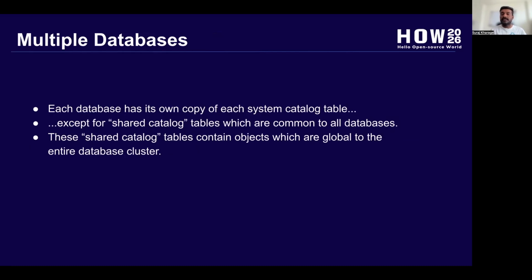We can create n number of databases in a single database cluster, right? And each database has its own copy of system catalogs. But there are some shared catalogs as well, which store the information about global objects such as users, tablespaces, databases, etc. Those shared catalogs are common to all databases. That means they are not per database but per cluster, and they store the information of the global objects. For example, pg_authid and pg_tablespace, as I mentioned earlier, store the information about the users and tablespaces respectively.